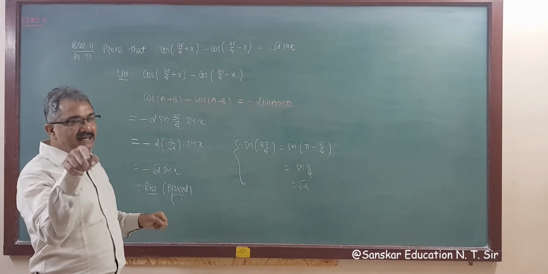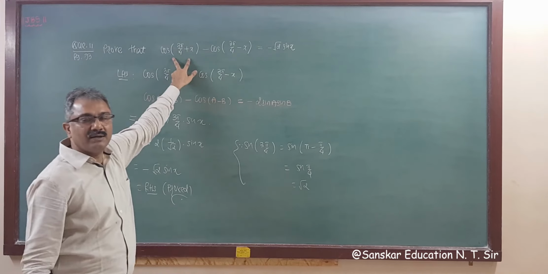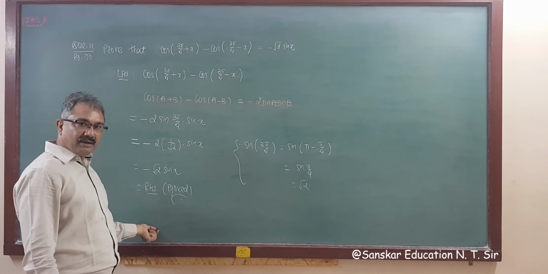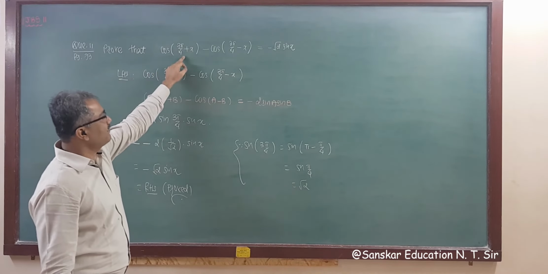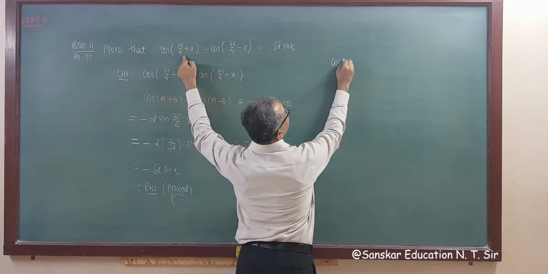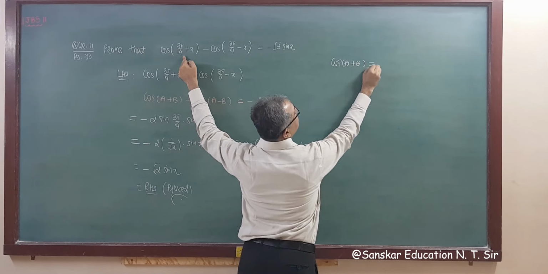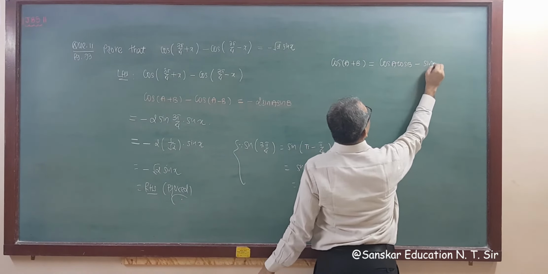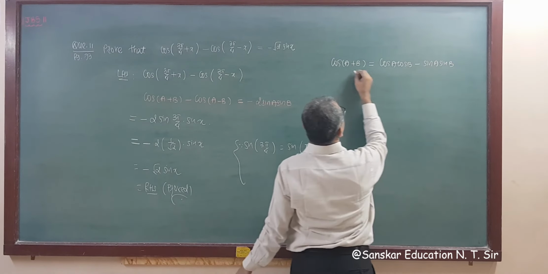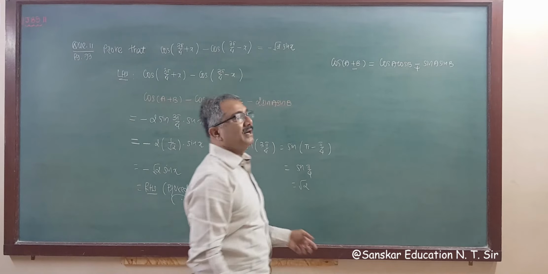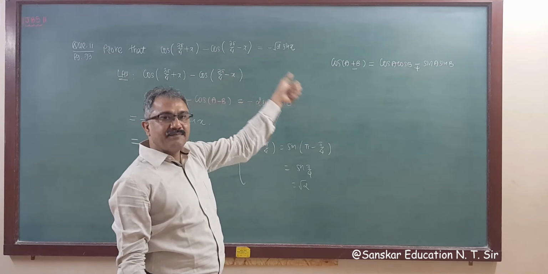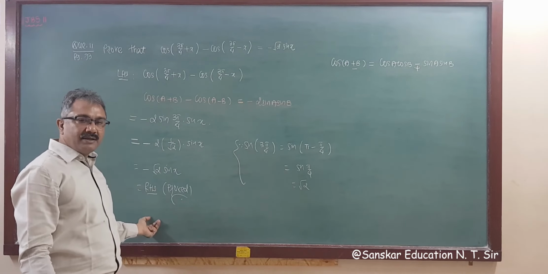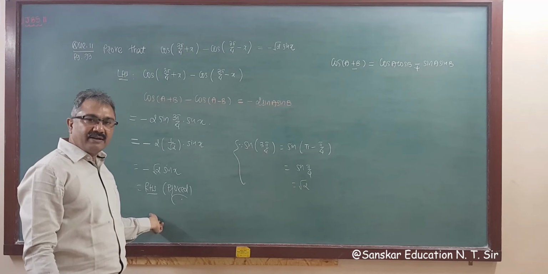Second method, you can apply the cos(a plus b) formula and cos(a minus b) formula, and then simplify. You will get the same answer. Okay, so there is homework for you. Apply the cos(a plus b) formula, that is cos a cos b minus sin a sin b, and the second one, minus, then here plus, and simplify. You will get the same answer, but it takes time, and this is a very easy and short method for saving time. Okay.